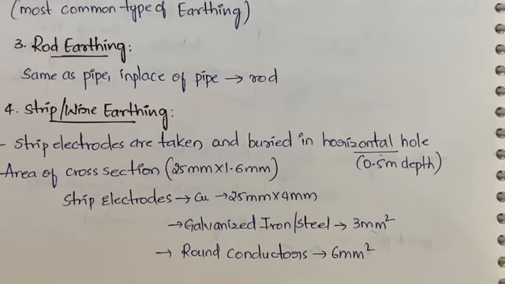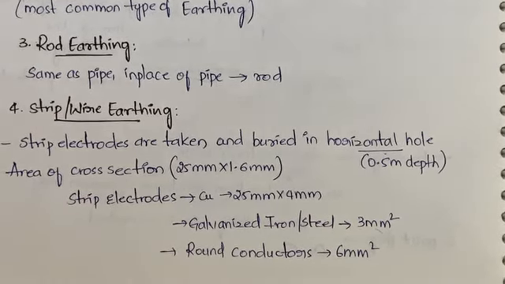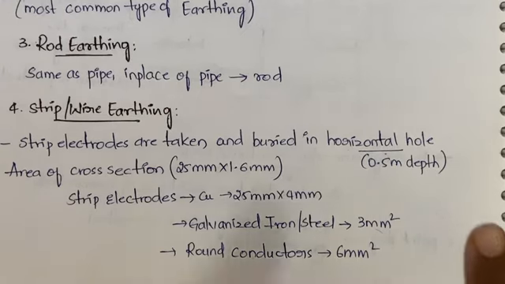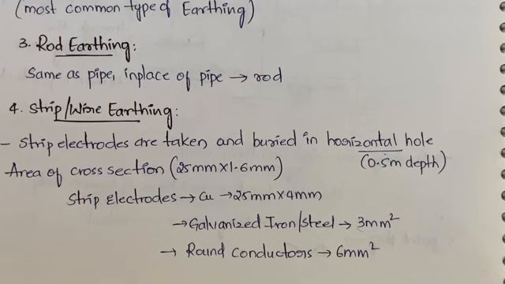Next comes the strip or wire earthing. In this, you will be using strip electrodes, and those are buried in a horizontal hole. For the above 3 types, we took a vertical hole of 3 meters depth, but this horizontal hole has only 0.5 meters depth. So it is not so deep, only 0.5 meters. The remaining ones we took at 3 meters of depth.